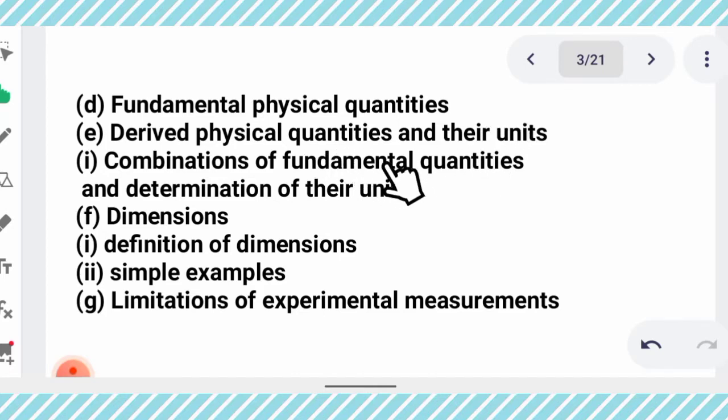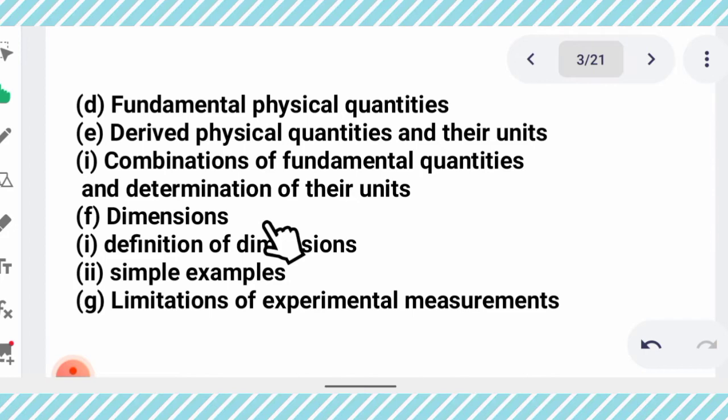Then we talk of derived quantities and their units. Derived quantities are those that are obtained by simple combination of fundamental quantities. We have force, velocity, acceleration, and so many of them. Then here we talk of combinations of fundamental quantities and determination of their units. Combination of fundamental quantities leads to a derived quantity.